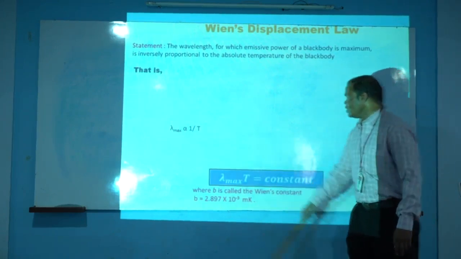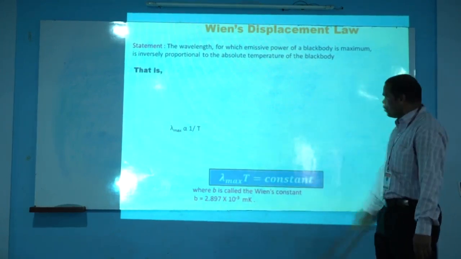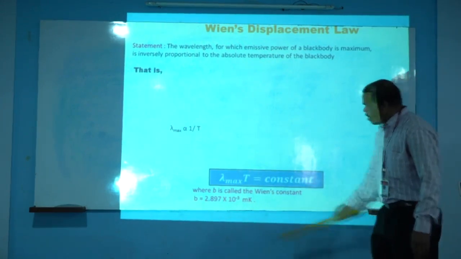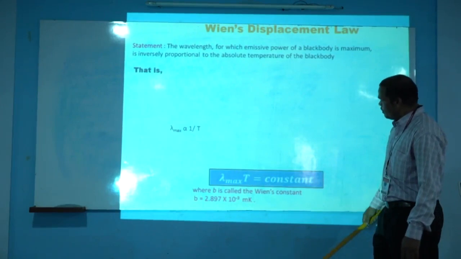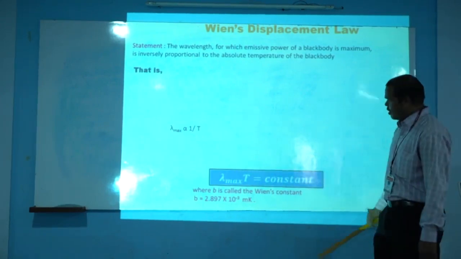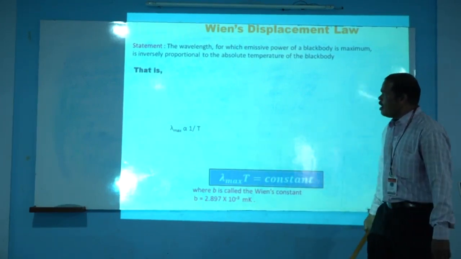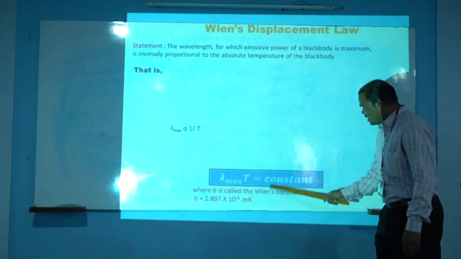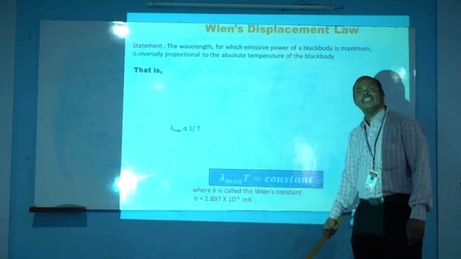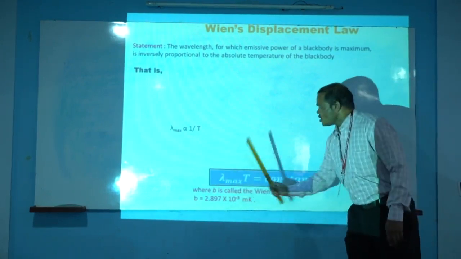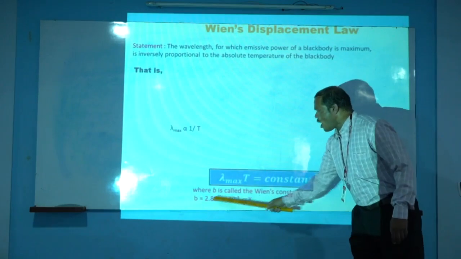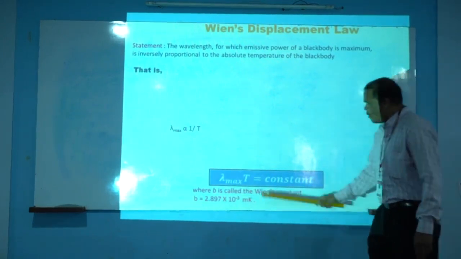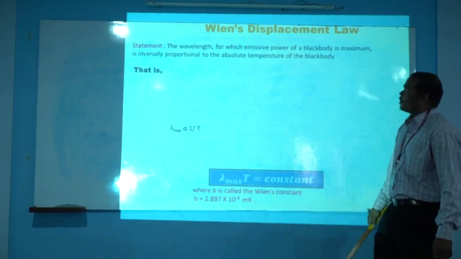This equation becomes lambda max times T equals constant. That means the product of maximum wavelength and absolute temperature remains constant. The proportionality constant is called Wien's constant, and it has the value Wien's constant b equal to 2.897 times 10 raised to minus 3 meter Kelvin.